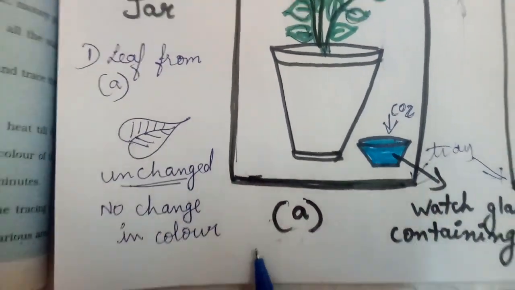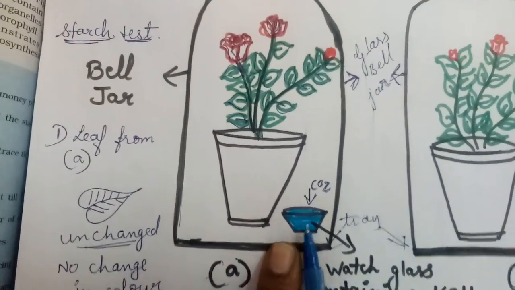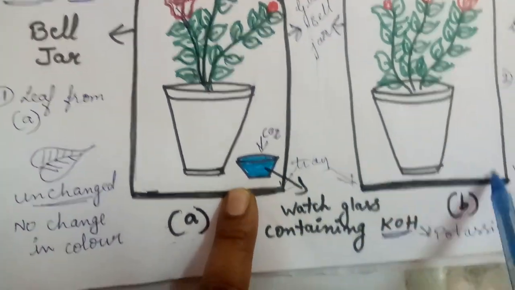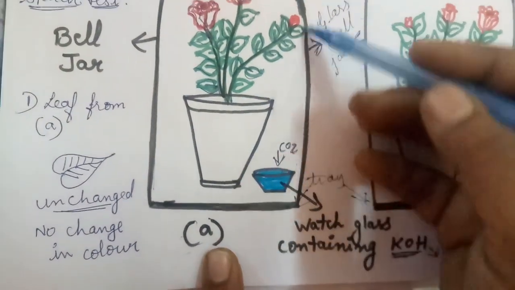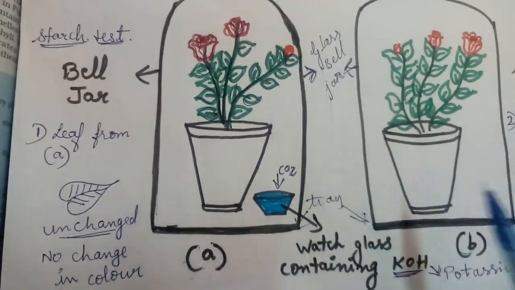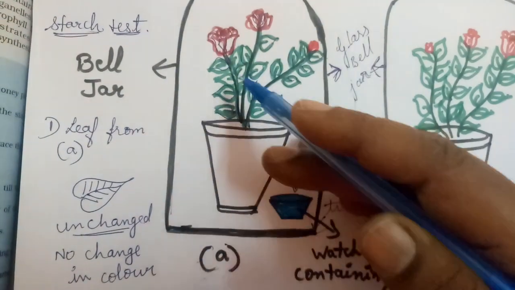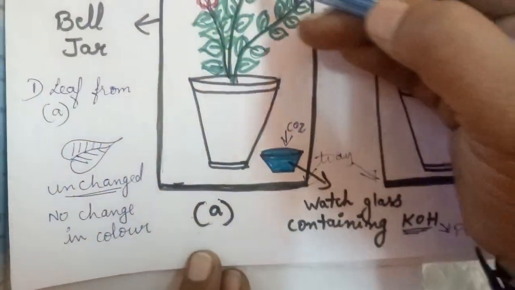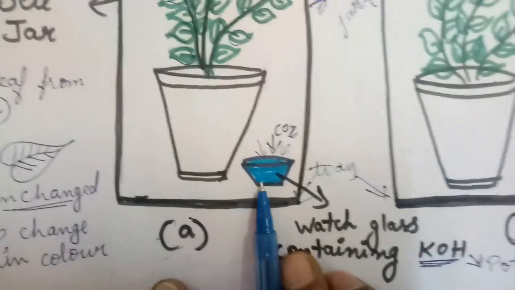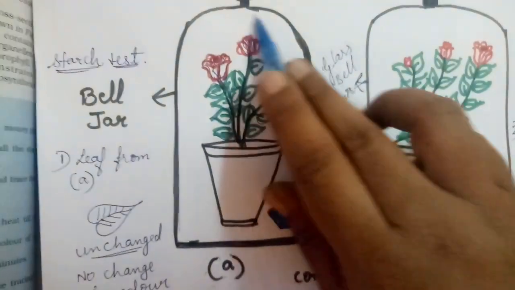What is the reason? Can you guess the reason here? See here, what we have taken is KOH, potassium hydroxide, and I told you potassium hydroxide absorbs carbon dioxide. In this bell jar, when we covered the base with Vaseline, there was no chance for any further air to enter, and whatever carbon dioxide was present in the air in that bell jar was all absorbed by this KOH. So there was no carbon dioxide present inside this bell jar.